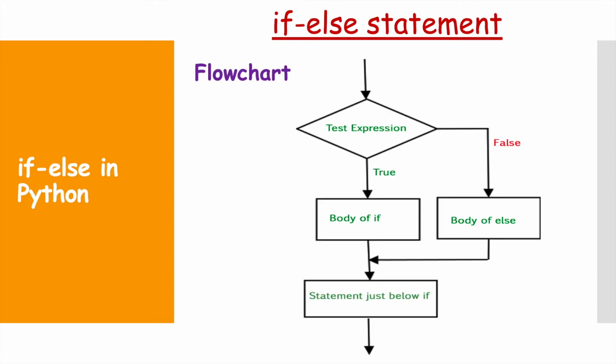Let's see the flowchart of the if-else statement. Here you have a test expression, and if this expression is evaluated to true, then the body of the if block will get executed. After executing the body of the if block, the statement just below the if will be executed. If the test expression is evaluated to false, then the body of the else block is going to get executed, skipping the body of the if block. After executing the body of the else block, the statement just below the if-else block will get executed.